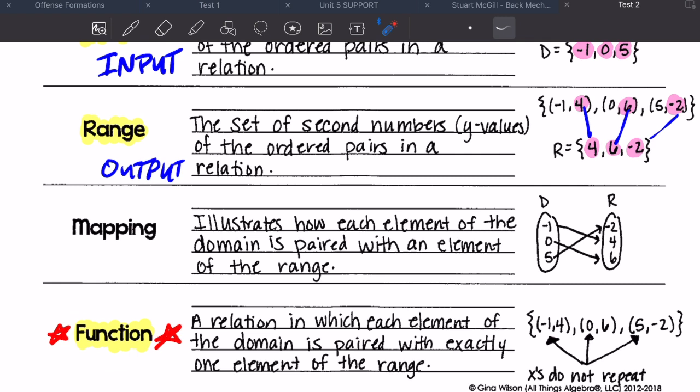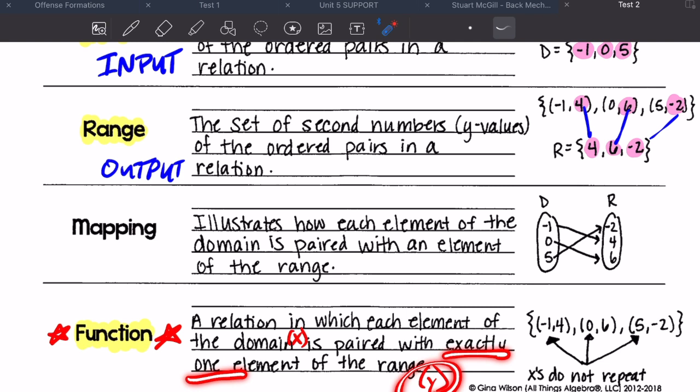And a function is a relation in which each element of the domain is paired with exactly one element of the range. Okay, so each element of the domain, I told you domain was inputs, but most importantly, domain went with x values, has to go with one element of the range, which is y values. So for every one of these elements that's in the domain, I can only have exactly one y value.